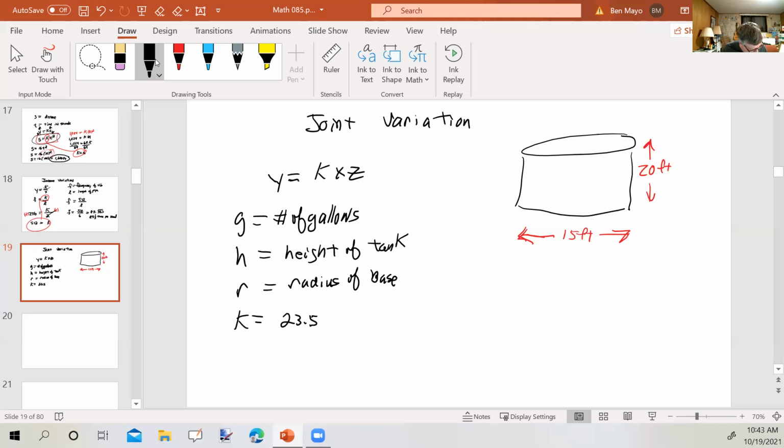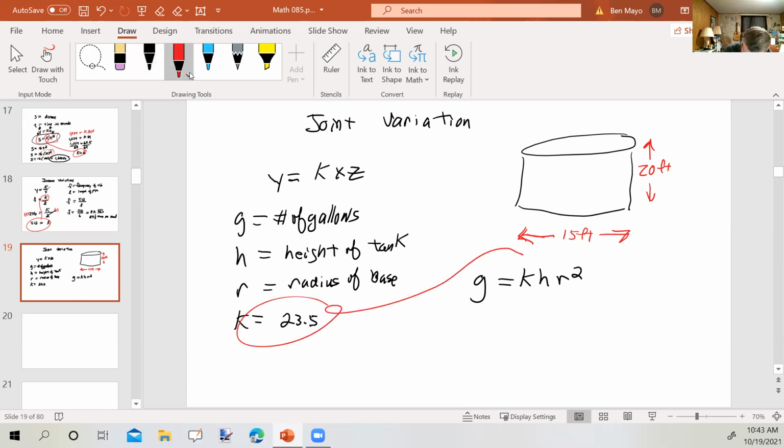The number of gallons of oil that can be stored in a cylindrical tank, G, varies jointly as the height of the tank. So we've got K and then H, and the square of the radius of its base. So G equals KH R squared. So again, using joint variation, the variables were given, we get that formula. Now, I already know that K is 23.5. So I've got that. It says, find the number of gallons that can be stored in the cylindrical tank shown.